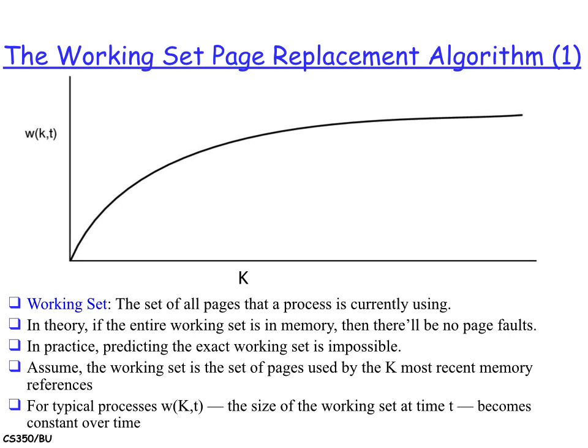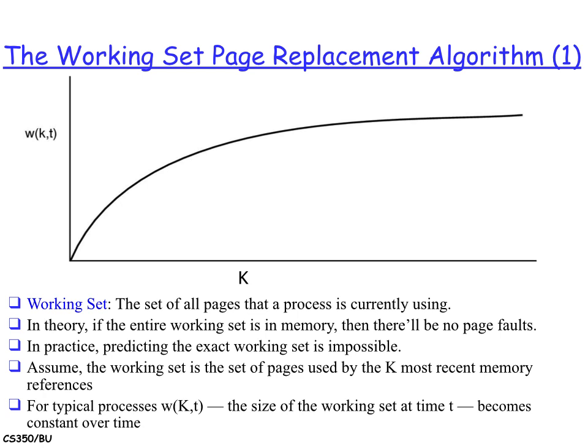For example, a process may be working on one array at one point in time, then it may go on and work on another array at another point in time. So the working set changes, right? So your prediction algorithm should be able to predict the changes in the working set, not just one working set.